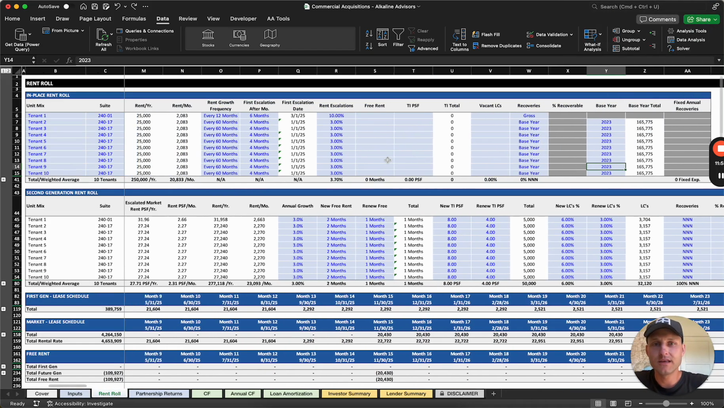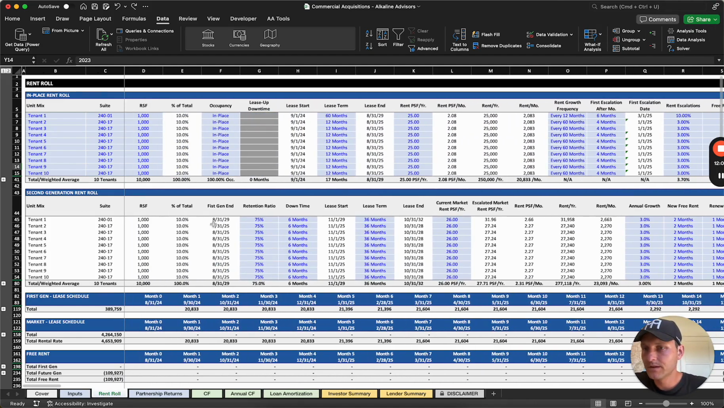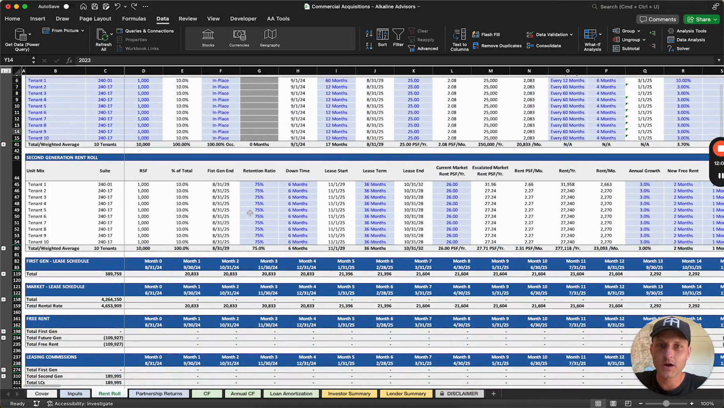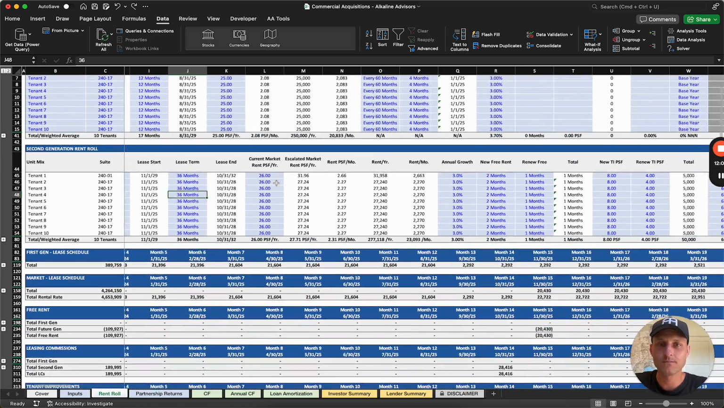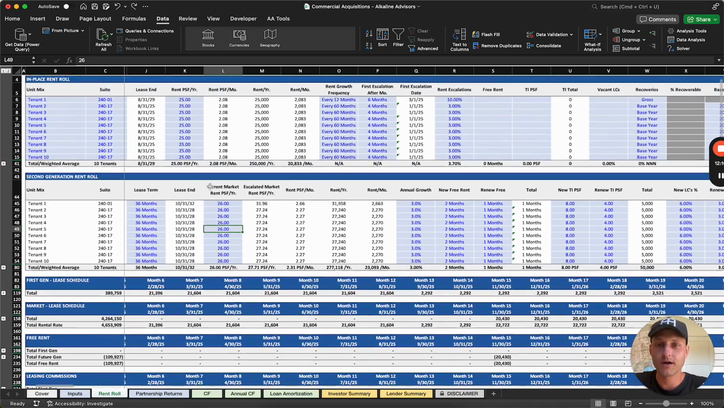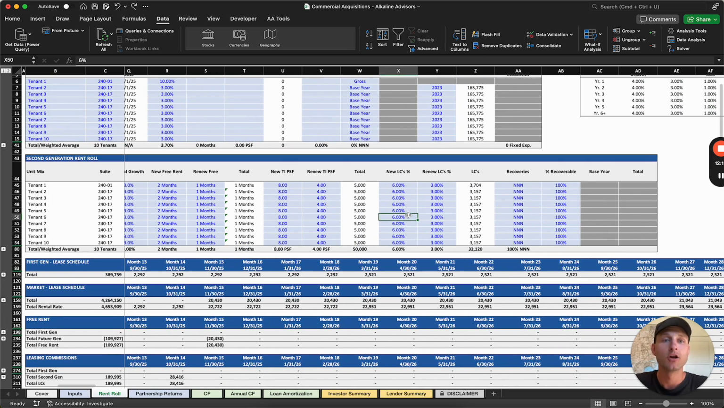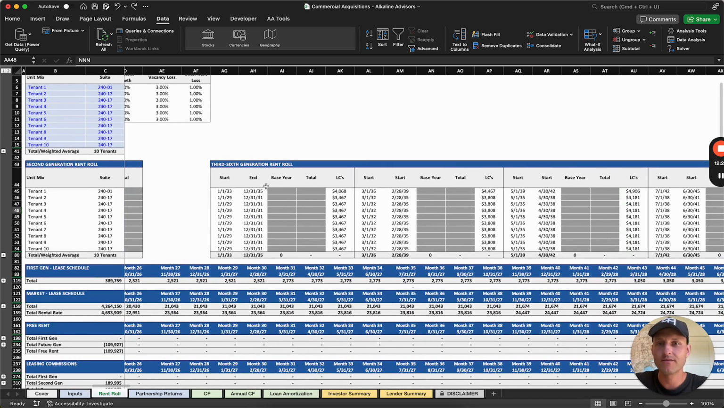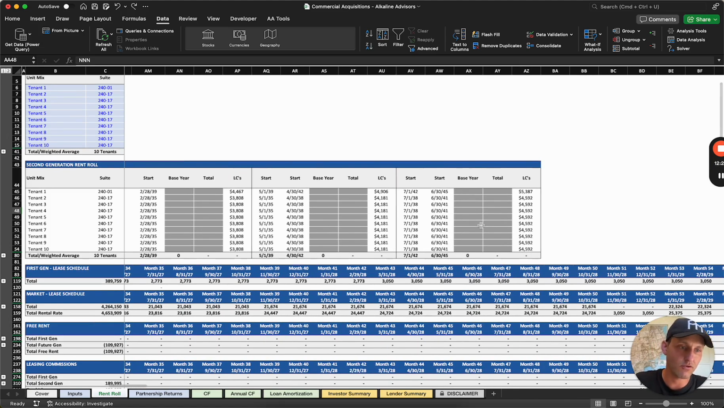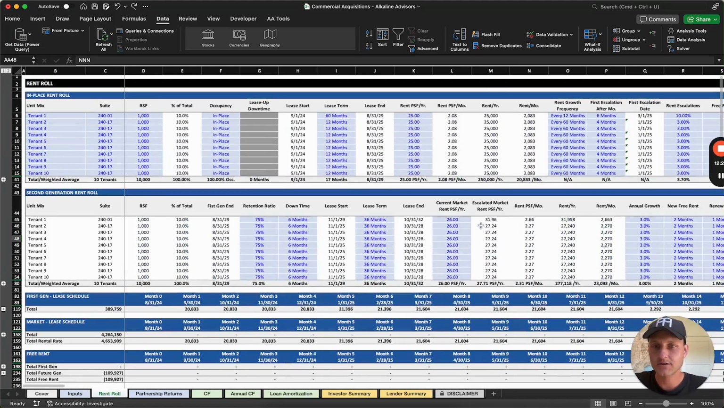And then we have the second generation rent roll. So you can see what the retention ratio is, what that downtime in between leases would look like, and then lease term, current market rent per square foot, the annual growth rate, new free rent versus renewed free rent, new tenant improvements versus renewed tenant improvements, new leasing commissions versus renewed leasing commissions, and then the recovery on the back end there. And then we have third, fourth, fifth, and sixth generation tenants too, if there's a lot of tenant turnover or roll based on a smaller amount of lease or shorter lease terms per tenant.